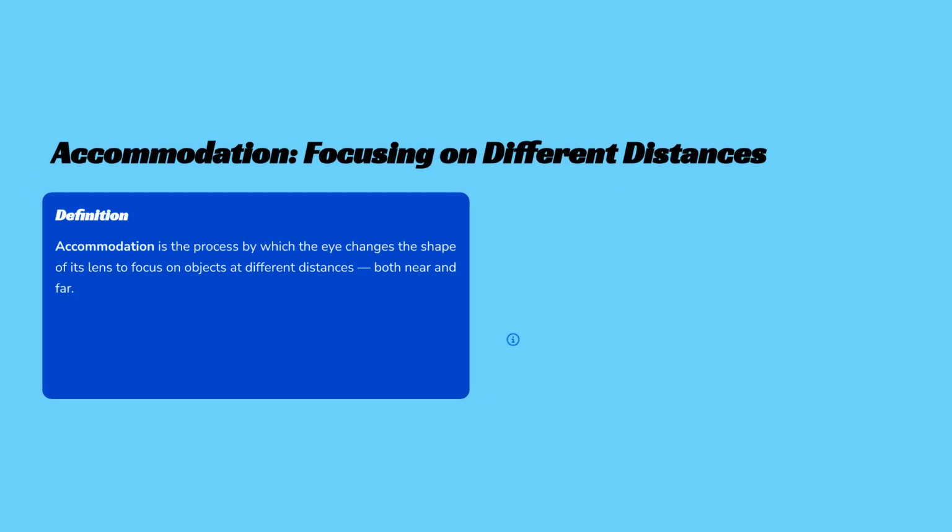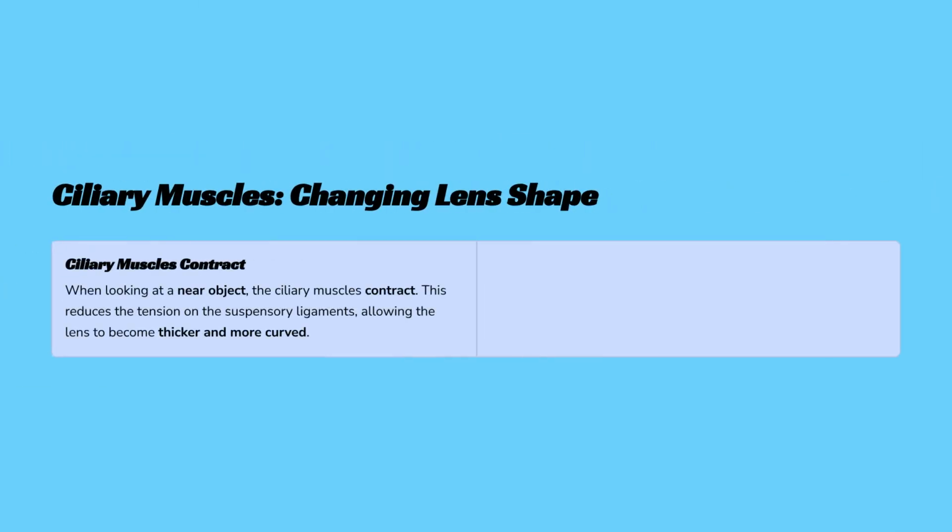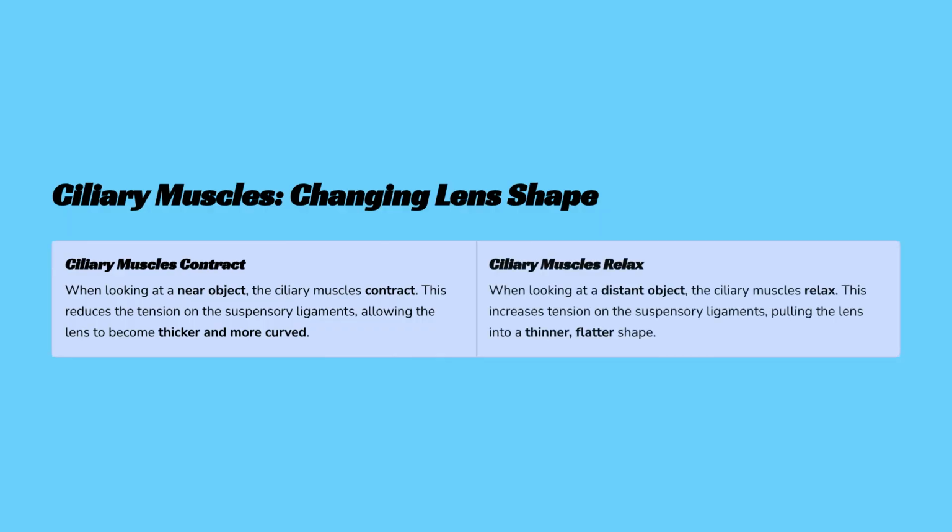Accommodation is how the eye adjusts its lens shape to focus on objects at different distances, from near to far. Without it, the eye could only focus at a single fixed distance. For near objects, the ciliary muscles contract, relaxing the suspensory ligaments. This allows the lens to become thicker and more curved for greater refraction. For distant objects, the muscles relax, ligaments tighten, and the lens becomes thinner and flatter.